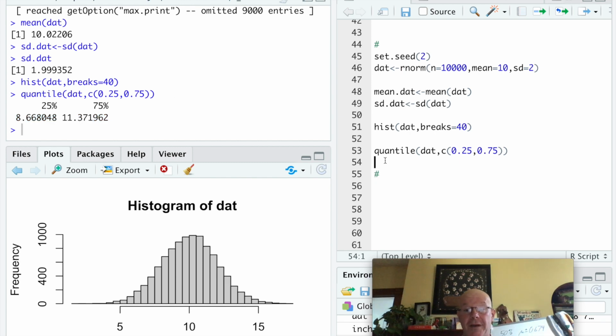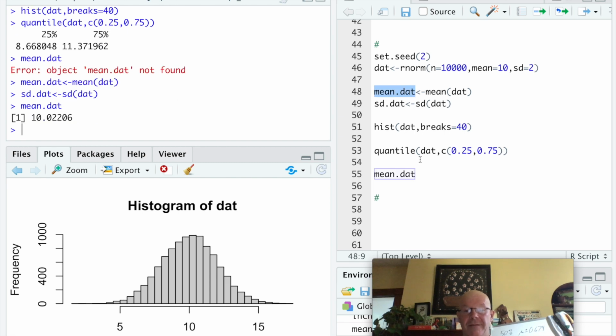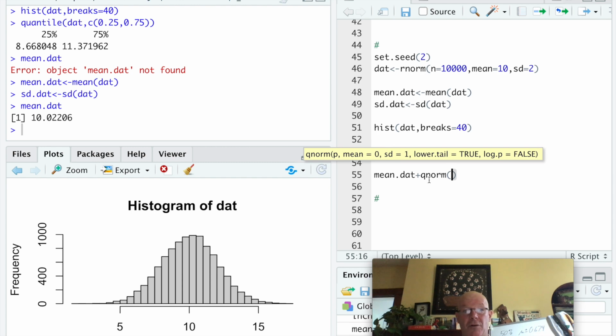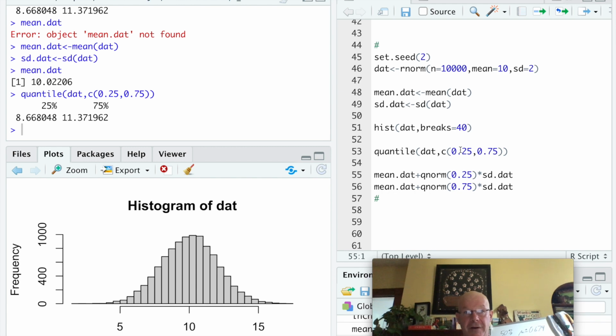Next, we can come up with what the theoretical expectation is. And that's going to be what? That's going to be the mean of our data, which is this value right here. There's our mean. So we're going to take the mean, and we're going to add to that the qnorm, right, the quantile of a normal, and I want 0.25 to start with. But now I have to multiply that by the standard deviation of our data because it's not z-transformed. And then I'll do the exact same thing for the 75th percentile. So again, here are our empirical estimates, and now our theoretical estimates are right there.